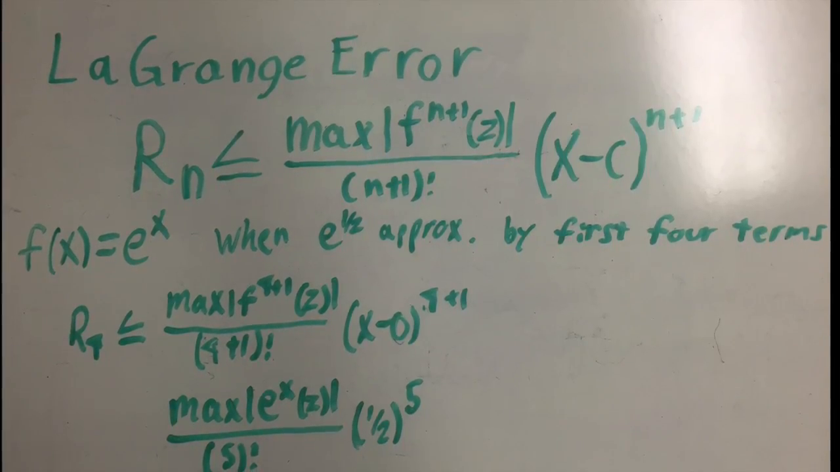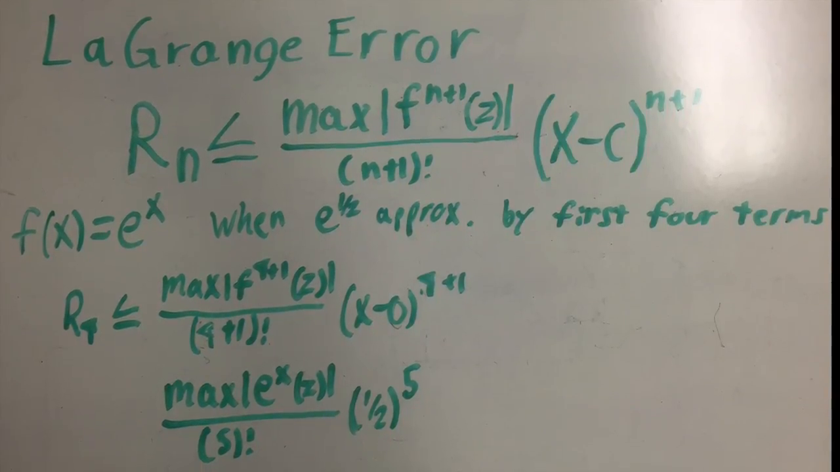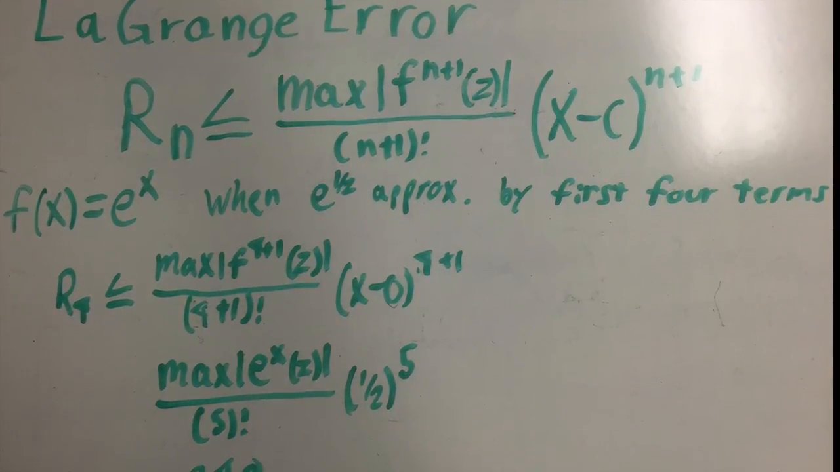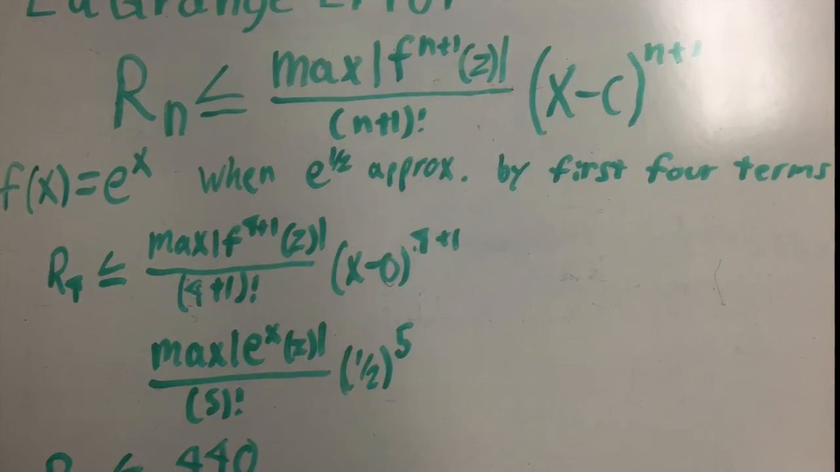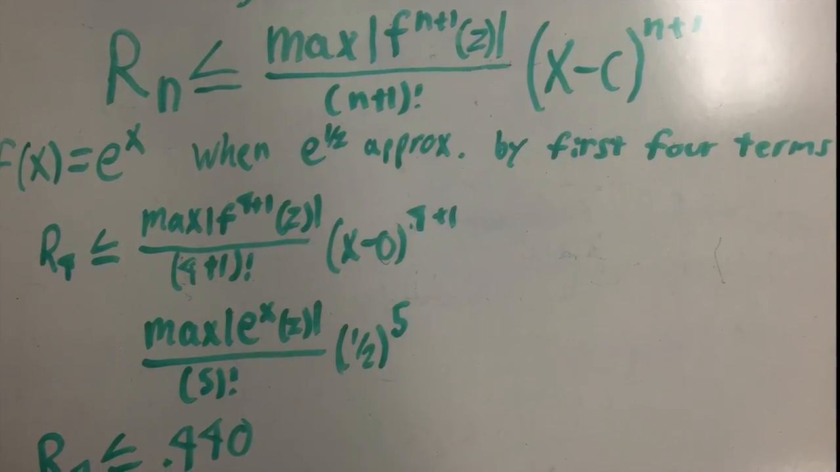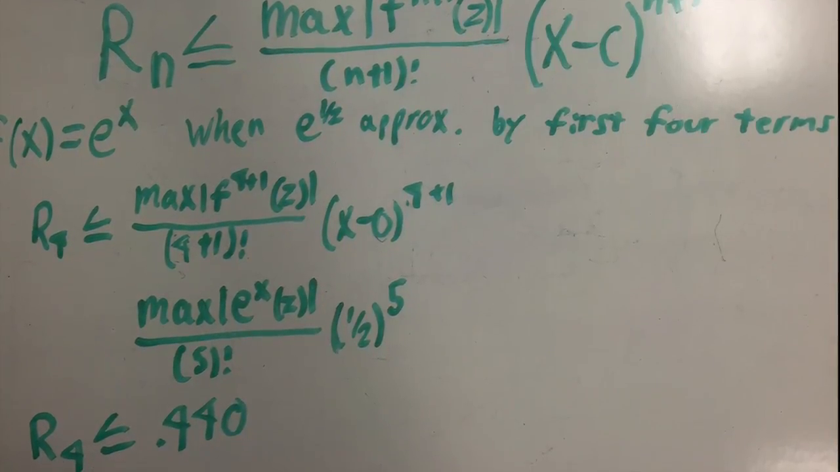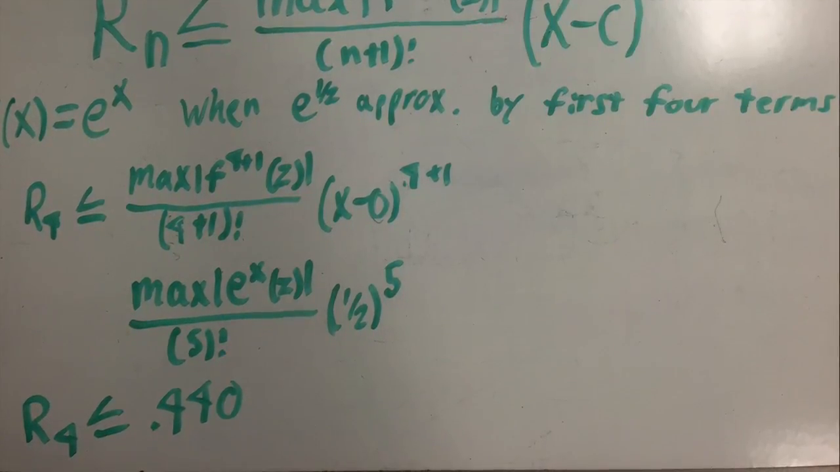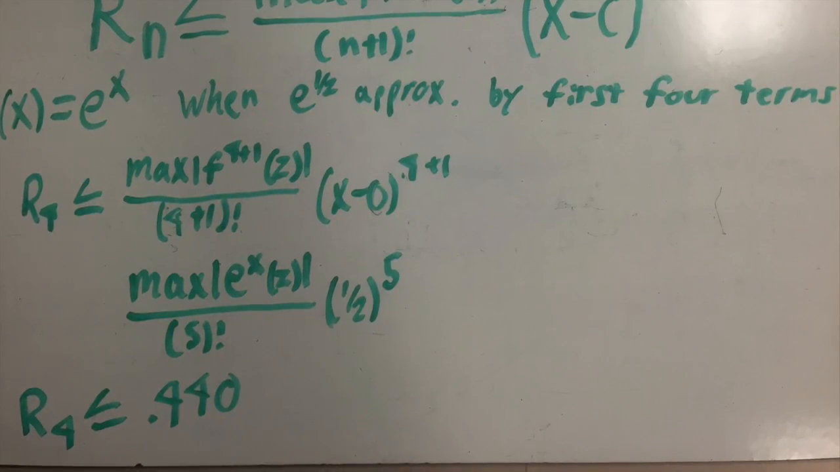Okay, so this is the Lagrange error approximation. And it's pretty straightforward. You just have to plug in the value for n. For this example, the function f of x is equal to e to the x, and you're to approximate e to the 1/2 power and use the first four terms. So you plug in 4 for n, and then you find the maximum, and the center is 0. And then you just solve for it. And z is a value between c and x. And then you get your error approximation.